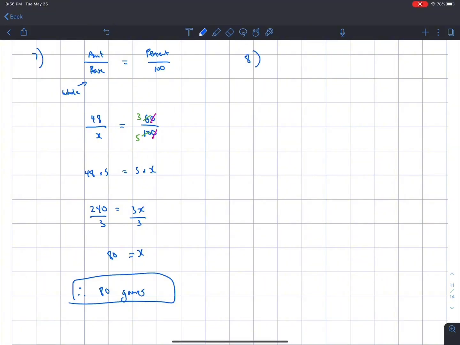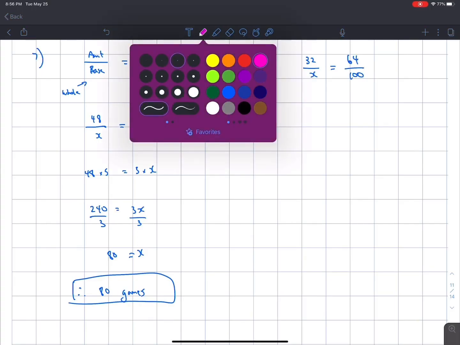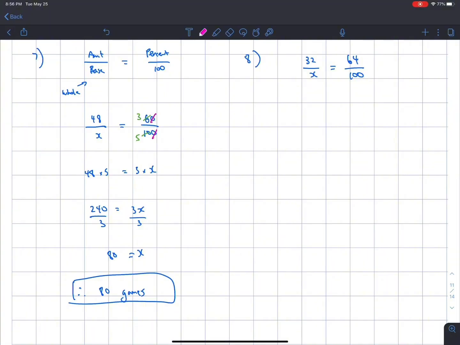Question 8. On a math test, Anna answered 32 questions correctly and scored 64%. How many questions were on the test? So again, 32 questions answered correctly over the total number of questions equals 64%, so 64 over 100. We can divide 64 by 4 to get 16, divide 100 by 4 to get 25. And now we can cross multiply.